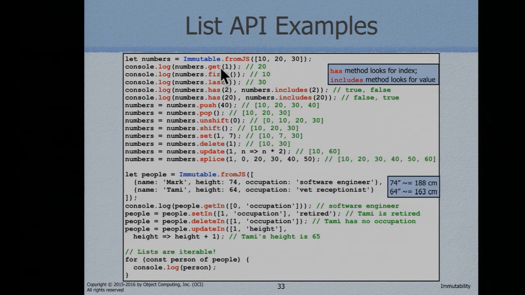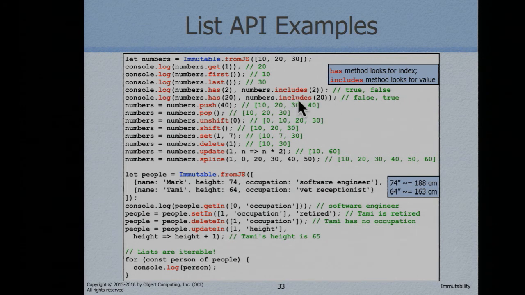I can say, get me the value that's at index 1, and it's 0-based, of course, and so I get the value 20. I can ask for the first value, the last value. The has method is asking, does this list have anything at this index? The includes method is looking at all the values and seeing if it can find that in the collection. So if I say has 2, well, there's my value at index 2, so that returns true. But if I say includes 2, well, that's looking for values. I don't have a 2 in there, so I get false for that. If I look for 20 for has, there's nothing at index 20, but the value 20 is in there, and so I get true from that.